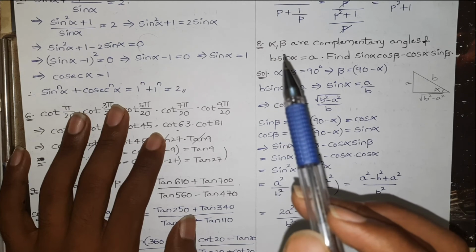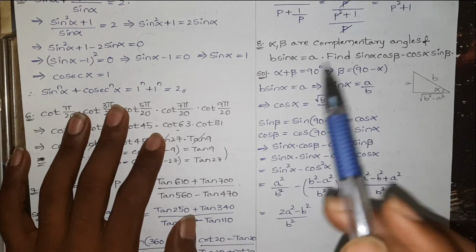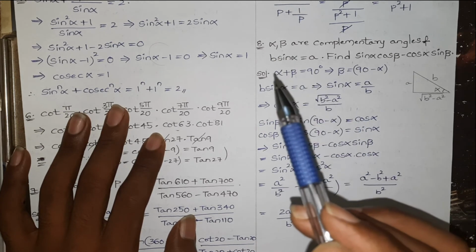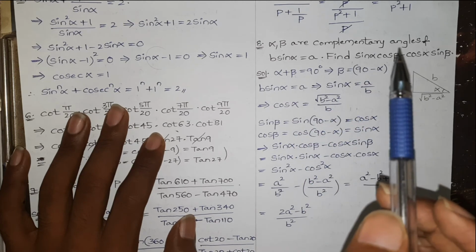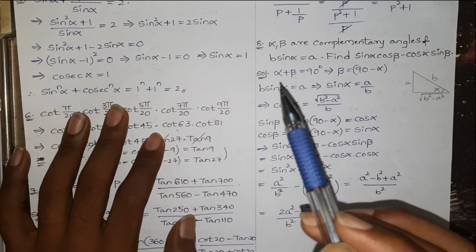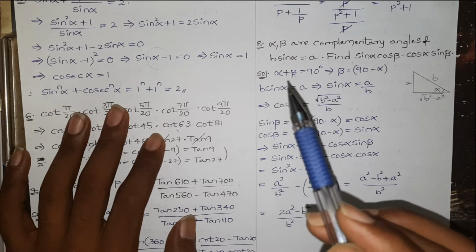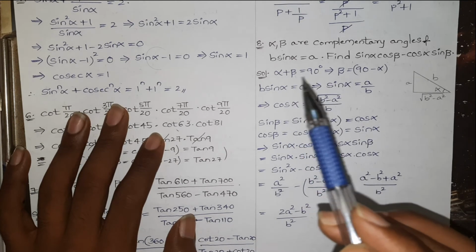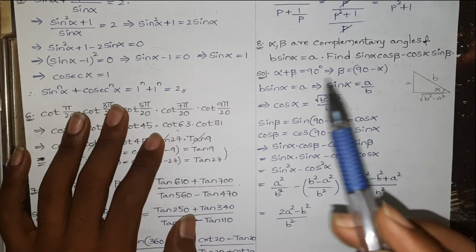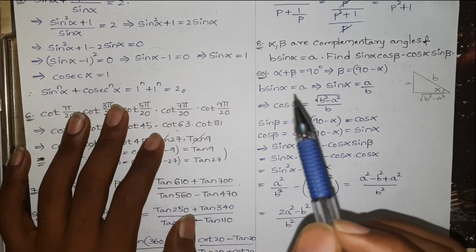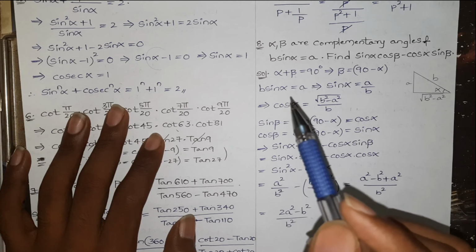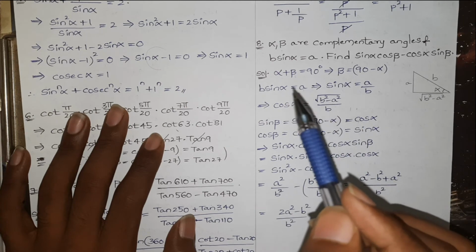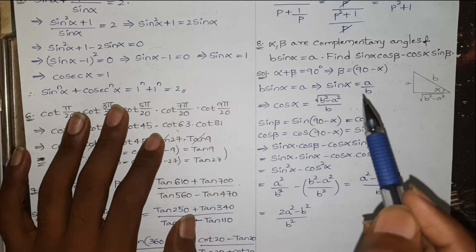Given that alpha, beta are complementary angles, that implies alpha plus beta is equal to 90 degrees. Remember, if both are complementary angles, we need to use this condition, that is alpha plus beta is equal to 90 degrees. That implies beta is equal to 90 minus alpha. So given that b sin alpha is equal to a, that implies sin alpha is equal to a by b.